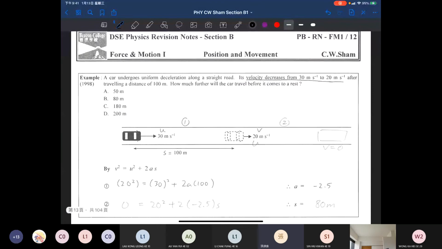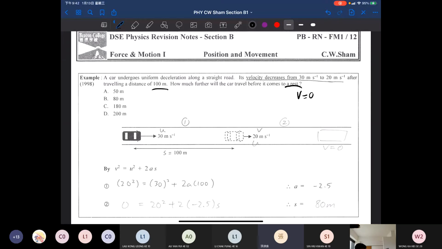So a car undergoes a uniform deceleration along a straight road. The velocity decreased from 30 meters per second to 20 meters per second after traveling a distance of 100 meters. How much further will the car travel before it comes to rest? Which means that, okay, there are 3 velocities. So how do we calculate it?